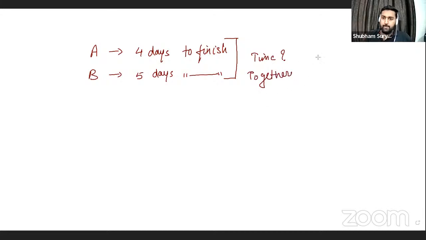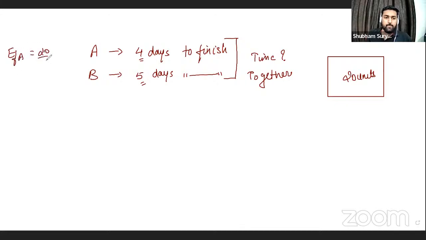First of all, you need to assume the total work. So you'll assume the total work as a multiple of these two, right? 4 and 5. So you can assume the work to be of 20 units. Now you'll figure out the efficiency of A, which is going to be how much? 20 units of work in 4 days. So it comes out to be 5 units of work per day. And efficiency of B comes out to be 20 units of work in 5 days, which is going to be equal to 4 units of work per day.